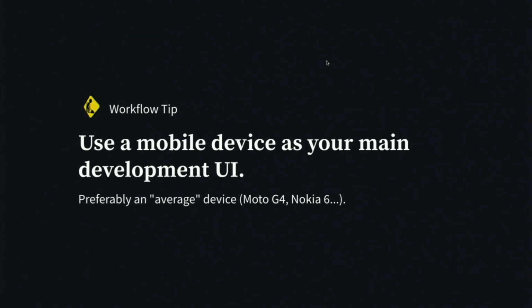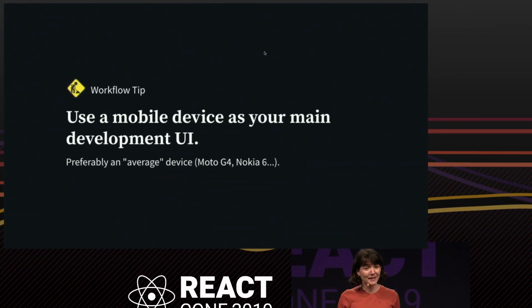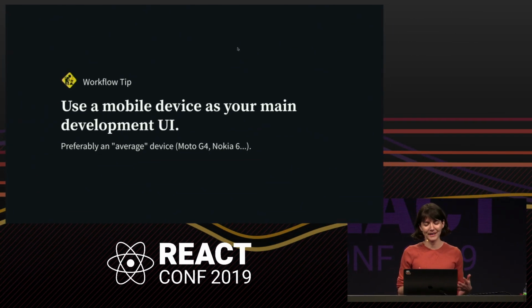So the first thing I want to say is that some of this could have been avoided if I'd just been using a mobile device as my primary development device from the beginning. And ideally, if you have a fancy or high-end phone, you might have an average device that you can use to develop on instead.